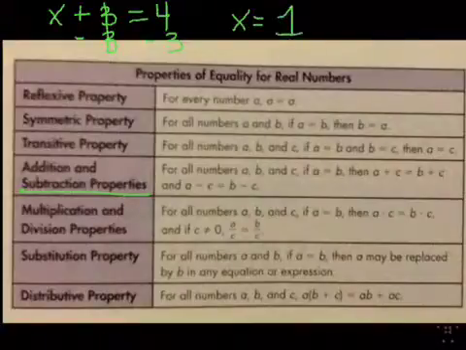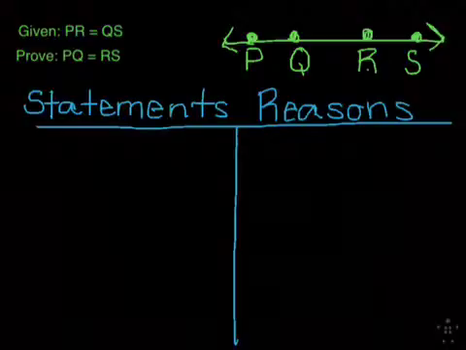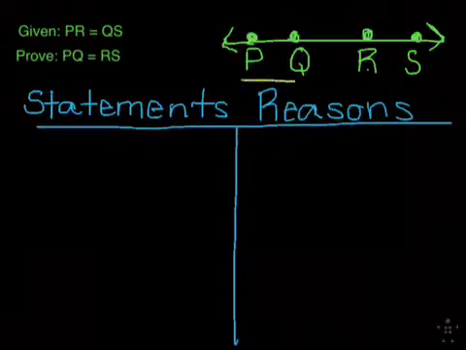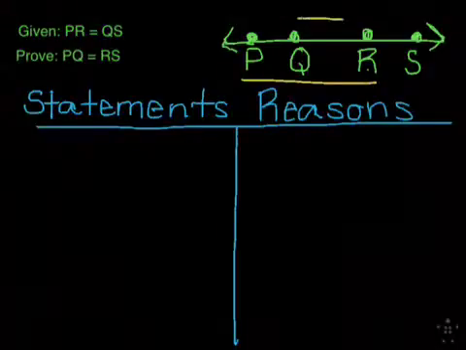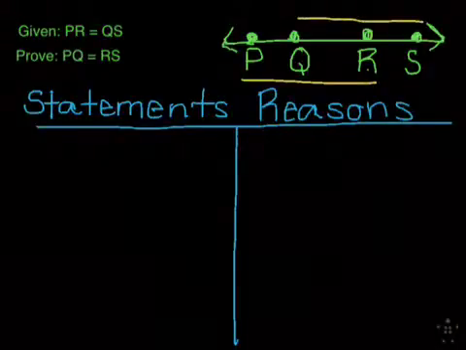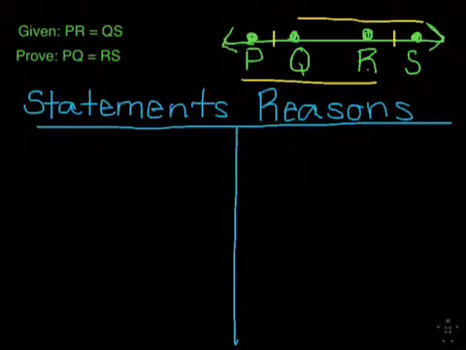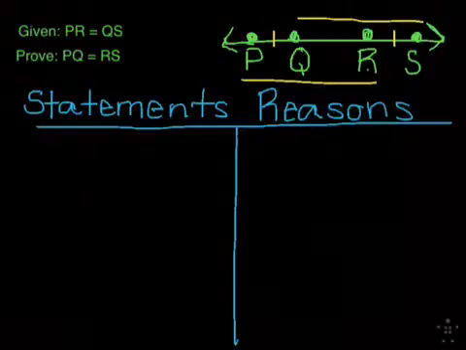So here's our first example. Prove PQ equals RS given that RP equals QS. The first thing I suggest is that you make markings on the picture that you're given. So I know PR and QS are congruent, and I want to prove in the end that PQ and RS are equal to each other. I want to prove that those things are the same.